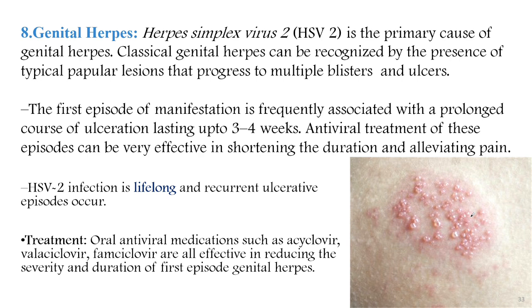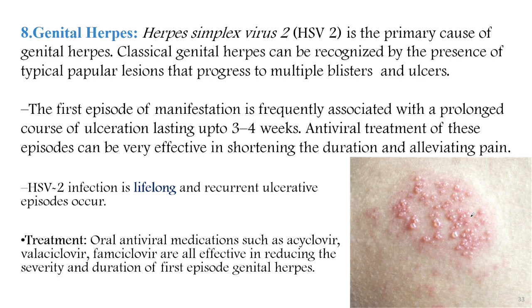Herpes simplex virus type 2, or HSV2, is the main causative organism for genital herpes. Classical genital herpes can be recognized by the presence of typical papular lesions that progress to multiple blisters and ulcers. The first episode of manifestation is frequently associated with a prolonged course of ulceration lasting up to 3 to 4 weeks. Antiviral treatment of these episodes can be very effective in shortening the duration and alleviating pain.